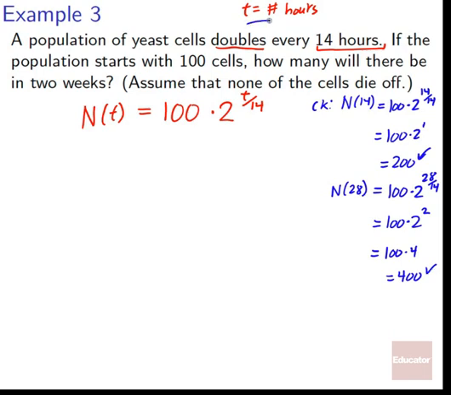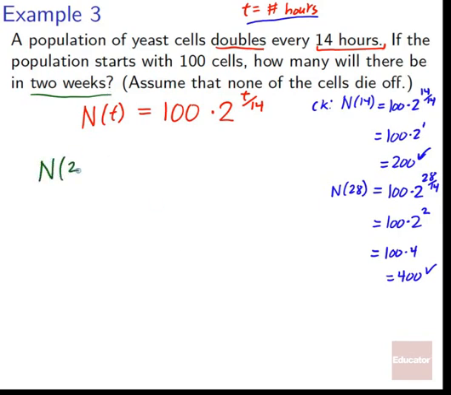So as long as we have the amount of time we've spent and the number of hours, then we can see how many cells we've got after that number of hours. Now, we were told to figure out how many will there be in 2 weeks. And we can assume that none of the cells die off, so the number just keeps increasing. So it's a question of how many times has the population gotten to double. So if that's the case, what number are we plugging in? It's n of how many hours?